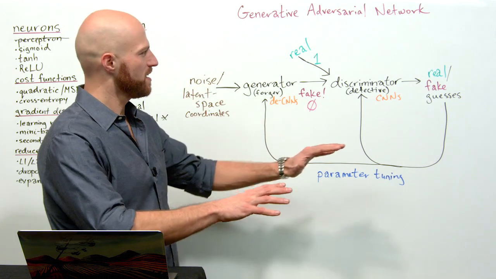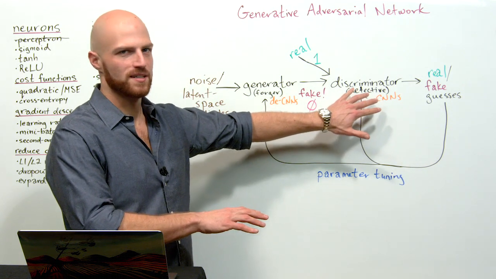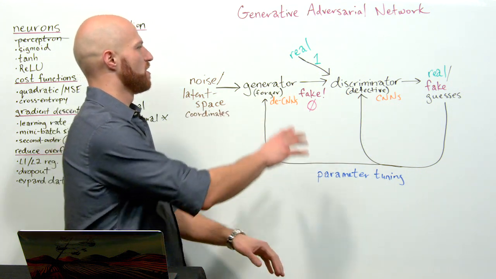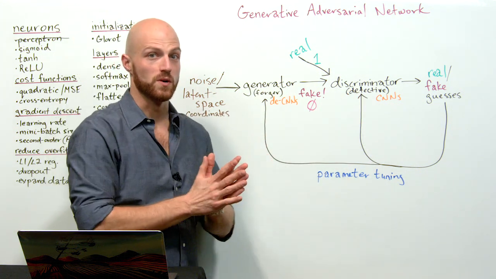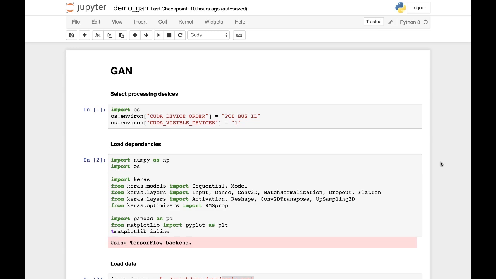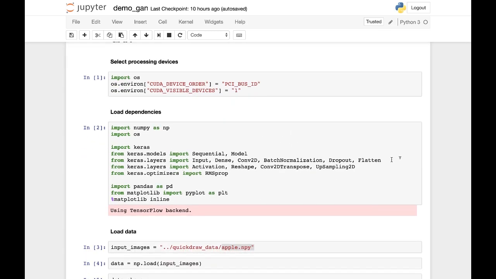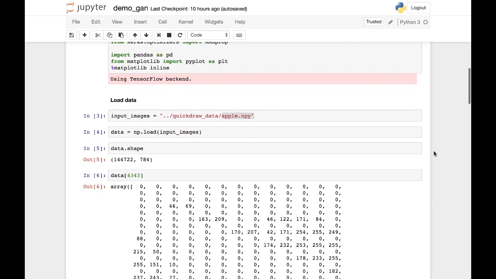Okay, so we've defined our discriminator now. The next step is to define our generator. So let's get right to it. Having a look in our notebook here at what we've already done, we have loaded our dependencies. We have input our data. For me, those are apples.